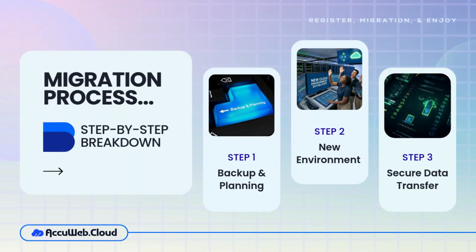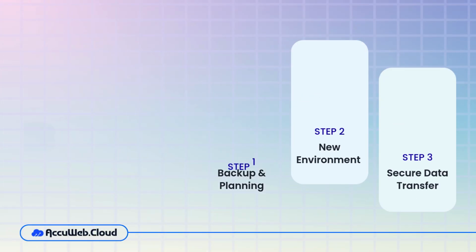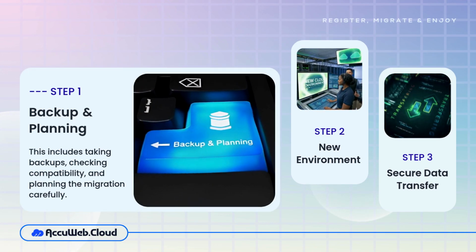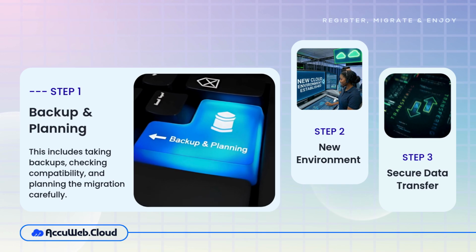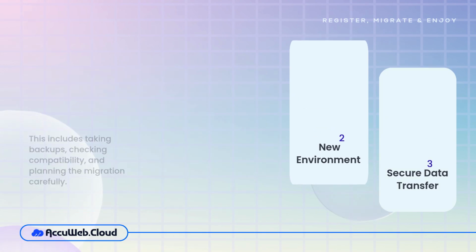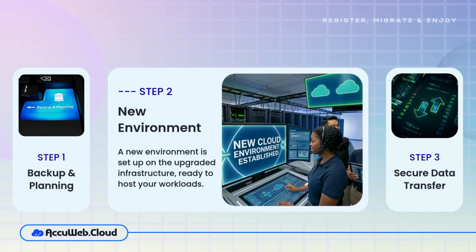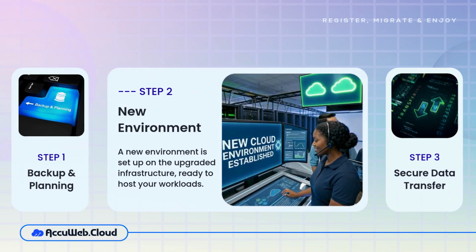Migration process. Step-by-step breakdown. Step 1. Backup and planning. This includes taking backups, checking compatibility, and planning the migration carefully. Step 2. New environment. A new environment is set up on the upgraded infrastructure, ready to host your workloads.